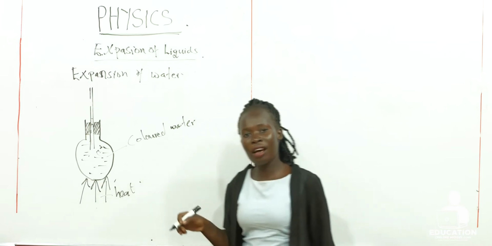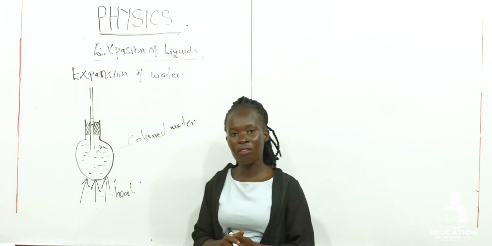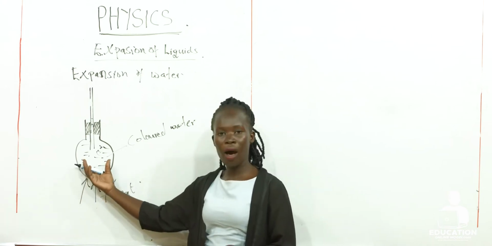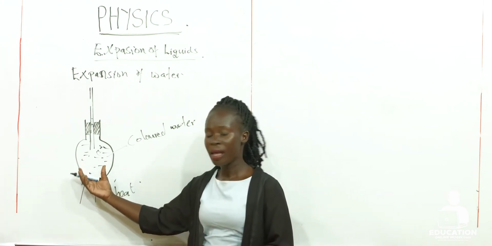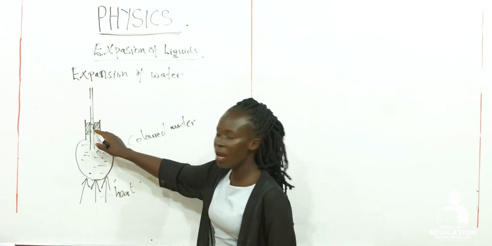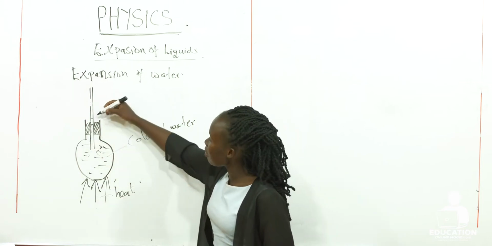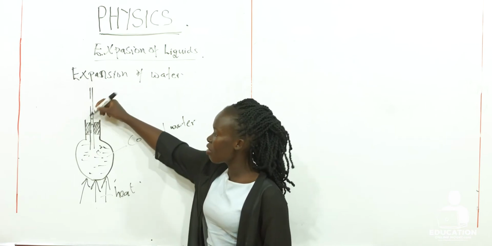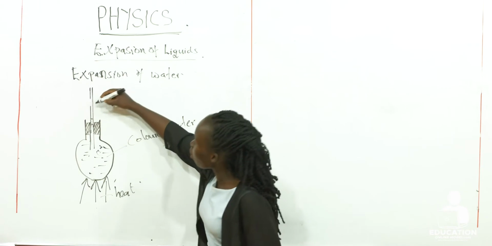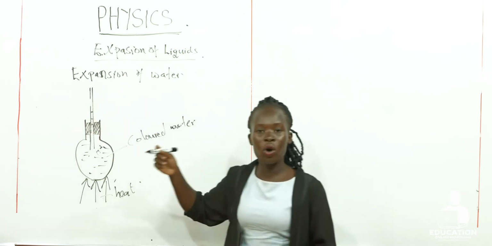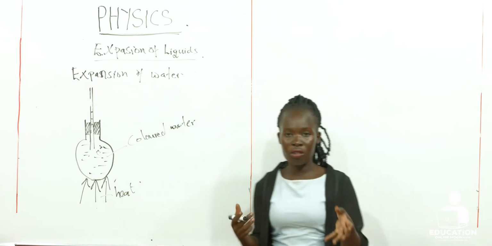What happens as you leave it on the fire? As you continue heating, the water in the tube is going to rise, and the rise is going to be above these two levels. It will go probably somewhere up here. This is because the liquid has expanded.